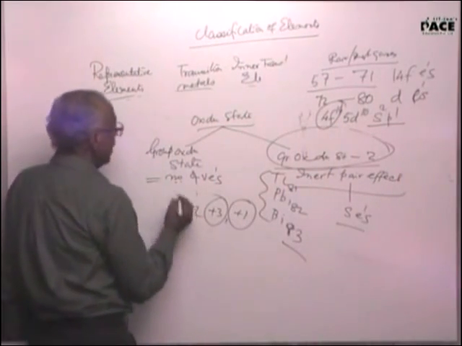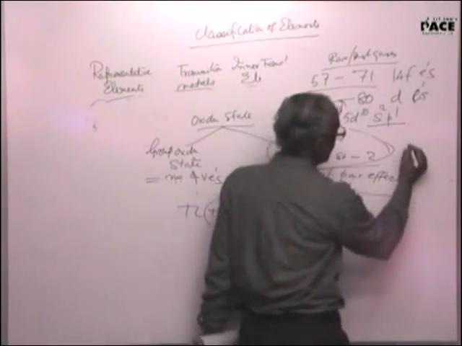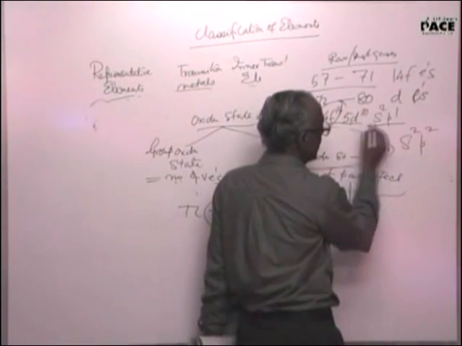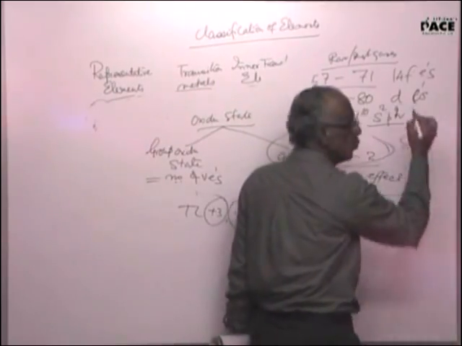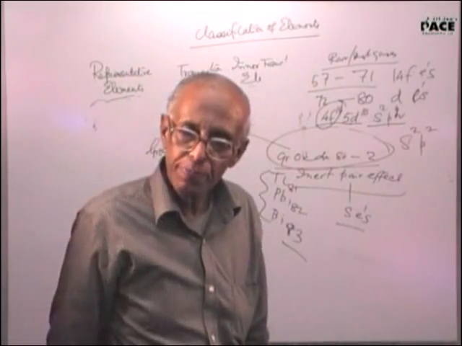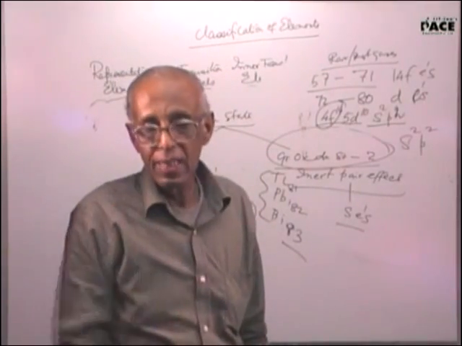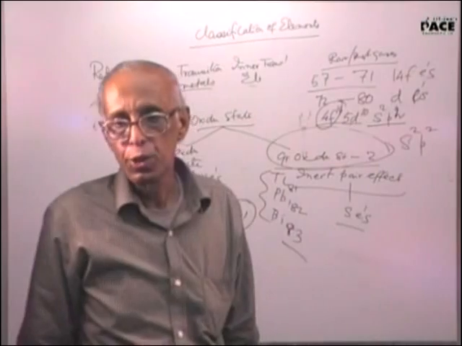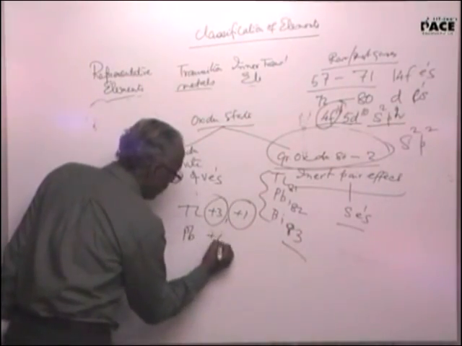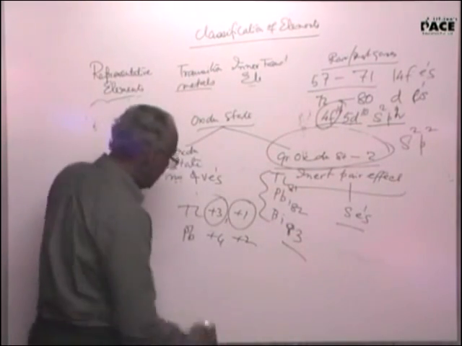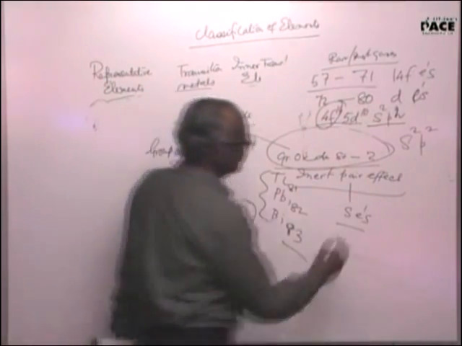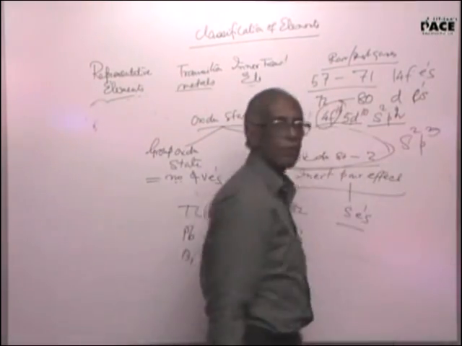Lead has s2p2 configuration. Same 4f14, 5d10, now it is p2. So the group oxidation state is 4, but the group oxidation state minus 2 will be 2. And lead shows +4 as well as +2. Similarly, bismuth shows +5 as well as +3, because bismuth has now s2p3 configuration.